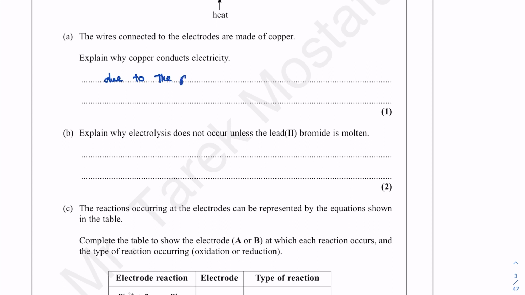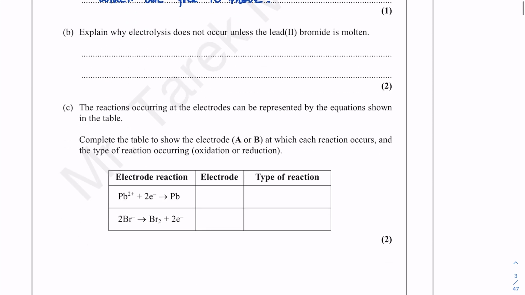Due to the presence of delocalized electrons which are free to move. Explain why electrolysis doesn't occur unless lead-2 bromide is molten.